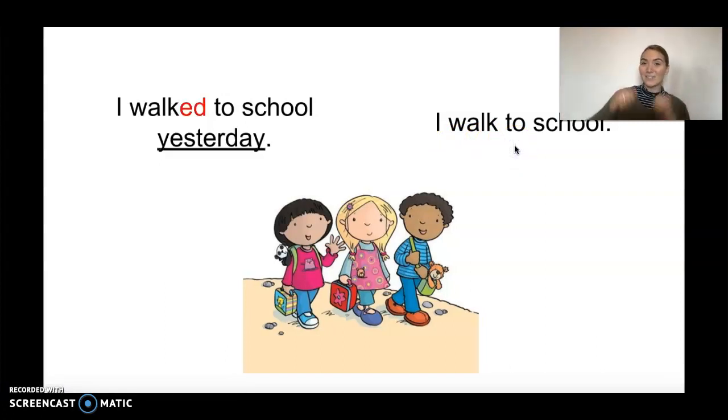The past tense verb has an ed. Walked. You say it. Walked. To show verbs in the past tense, we can add an ed. Let's read some sentences and ask ourselves, is this in the present or is this in the past?